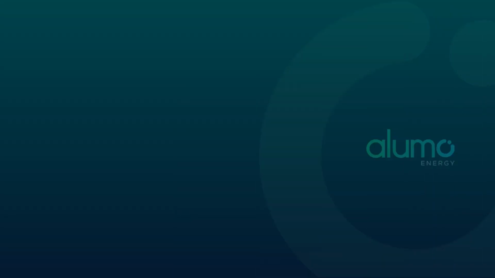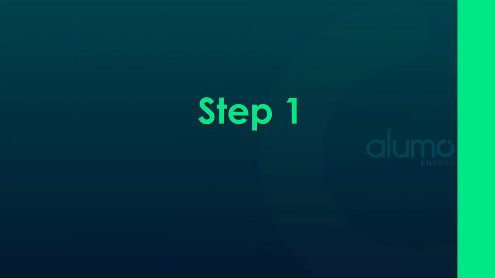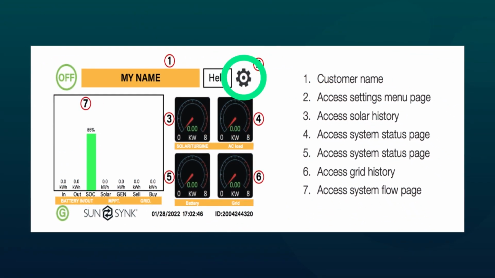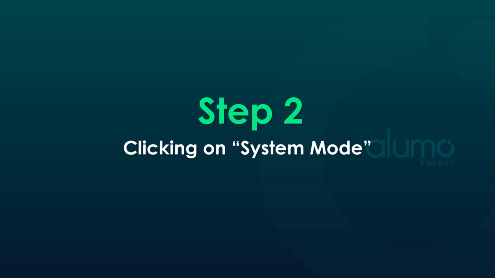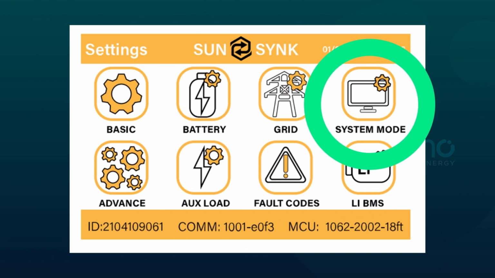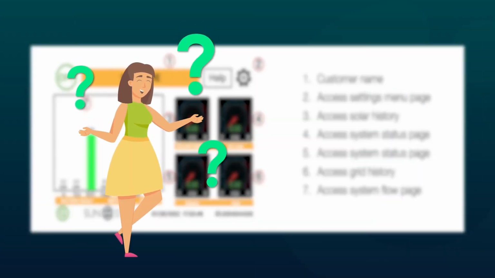Firstly, let's find out how to get to the system mode settings from the inverter. Step 1, we navigate to the home page and click the settings cog icon here. Step 2 is clicking here on system mode. Now, understanding the system mode settings on tab 1 might seem confusing, but never fear. We are here to walk you through it.